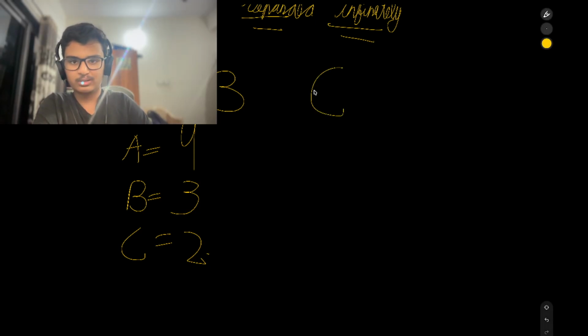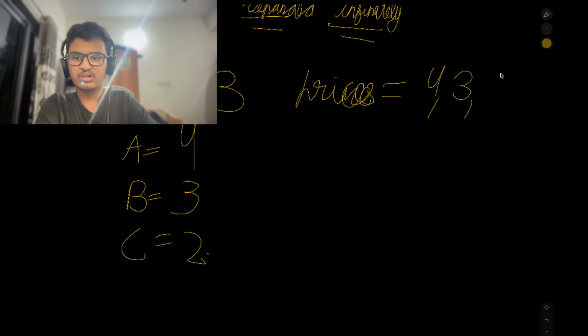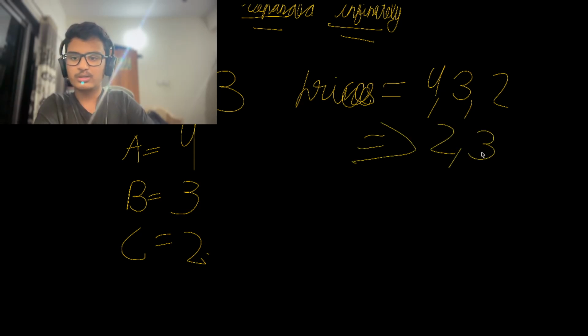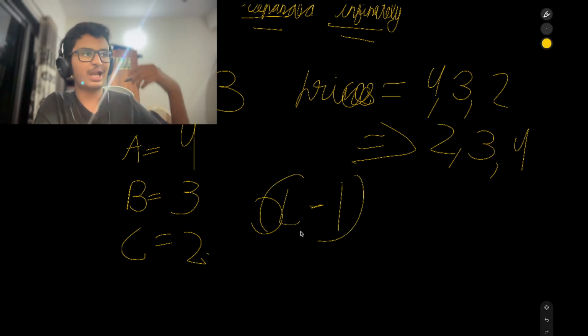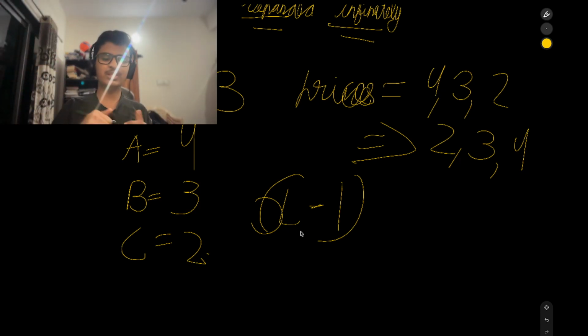So let me simulate this vector here. The vector prices will originally be 4, 3, 2. But after the sorting, it will turn to 2, 3, 4. And then what we are going to do is x minus 1, because we don't need the last price to also be the least one, because we need to get at least a minimum of 2 types of fruits, right?